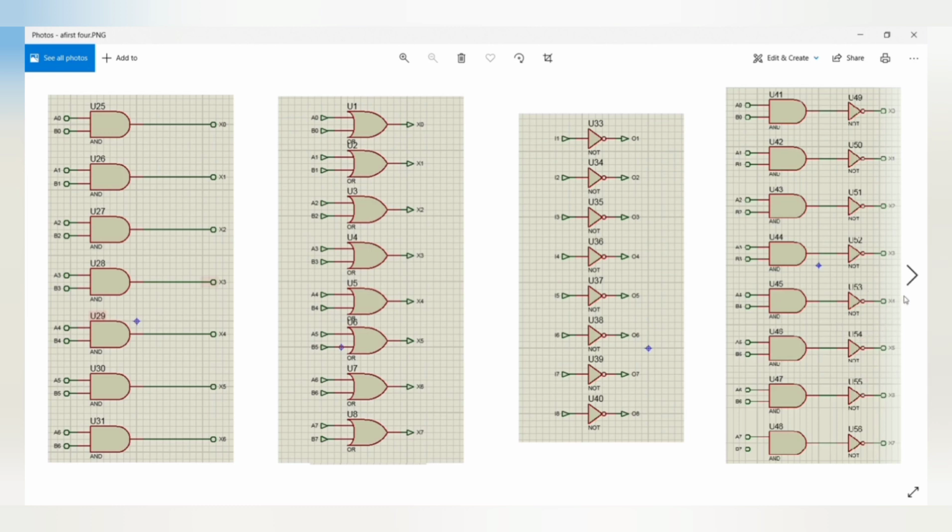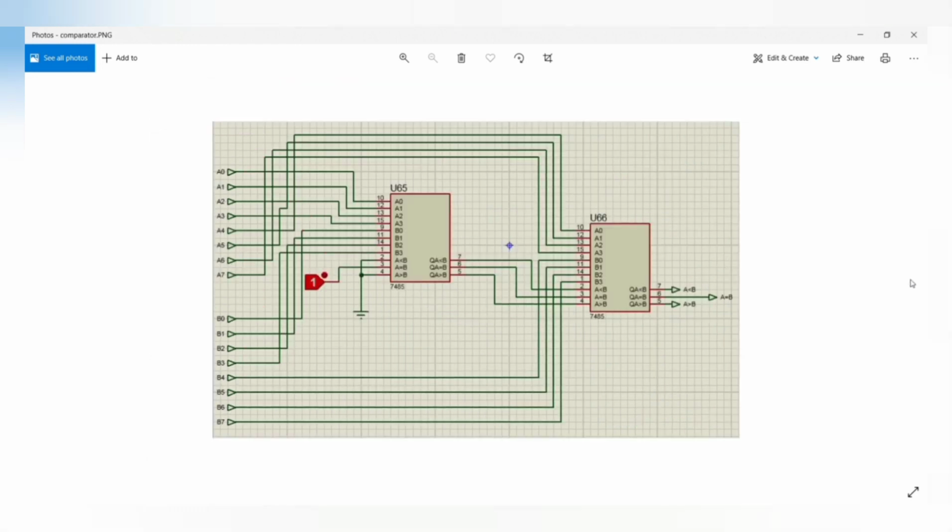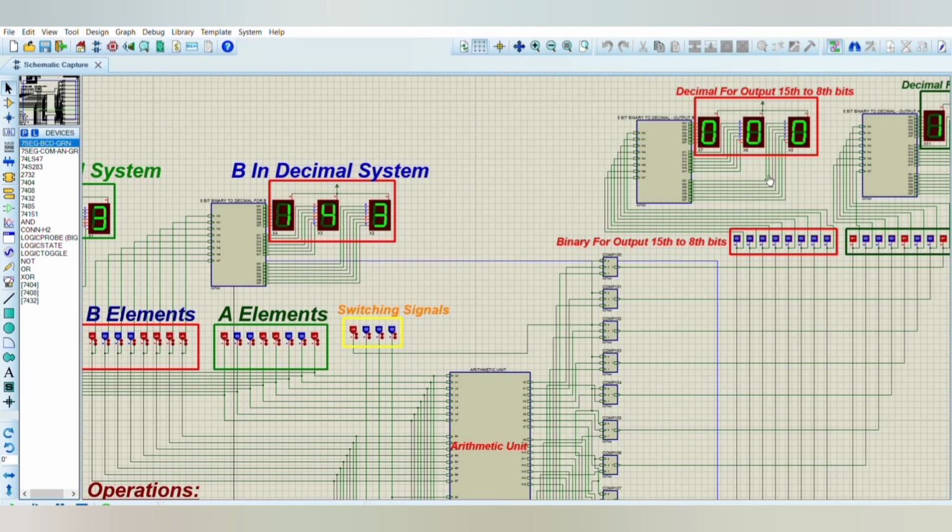Then we have the next 3 operations, which are NOR, XOR and XNOR. As usual, they have 8 gates each too. Finally, we have a comparator which will take 2 separate numbers as input in this unit. Two 4-bit 7485 comparators were used to compare between their LSB and MSB and to give a decision about their equality or which one is the larger. Now we'll demonstrate the output of some of these operations.